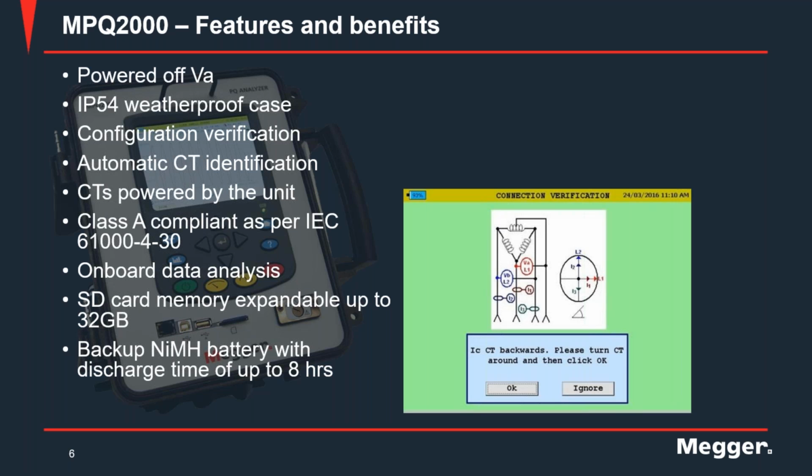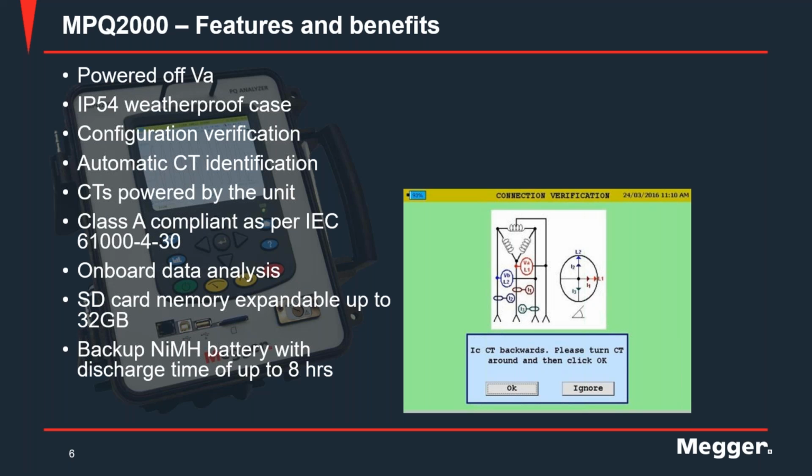There is a configuration verification feature on the MPQ 2000. Before you actually start the recording, the unit conducts some preliminary checks and lets you know if there's something wrong with the configuration. So let's say you program the recorder to record on a Y connected system, and you hooked up the recorder on a Delta connected system, then you will get an error message saying that there's something wrong here, and you need to check your connections.